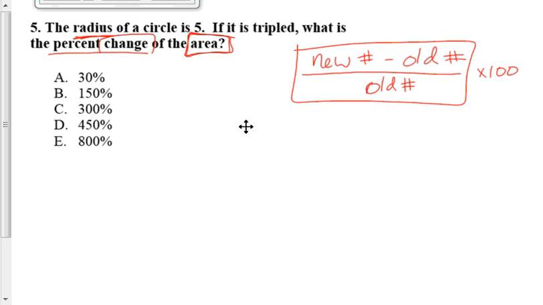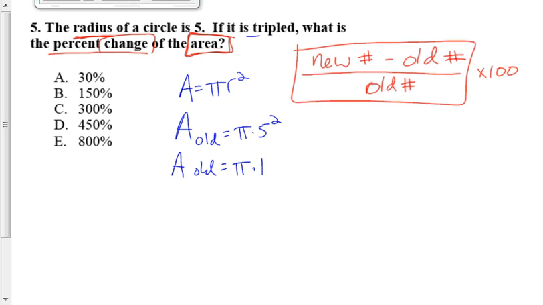Okay, so to solve number 5, basically we need to figure out the area of the new circle, the area of the old circle, and then plug those into our percent change formula. So area of a circle is pi r squared. Let's start with the area of the old circle. So area of the old circle is pi times 5 squared, which means the area of the new circle is 5 times triple the radius. So triple is times 3, so pi times 15 squared. So those are the values that we're going to use in our percent change formula.